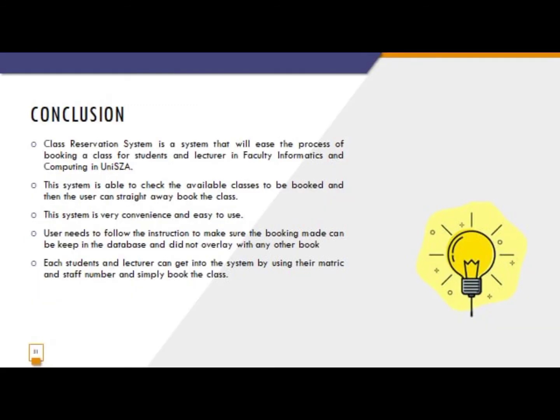As a conclusion, the class reservation system is a system that will ease the process of booking a class for students and lecturers in the Faculty of Informatics and Computing in UNIZA. This system is able to check the available classes to be booked straight away by the users. The system is very convenient and easy to use, as the user only needs to follow the instructions carefully to make sure the booking made can be kept in the database and doesn't overlap or become redundant with any other bookings. Each student and lecturer can get into the system by using their matric and staff number and simply book the class.